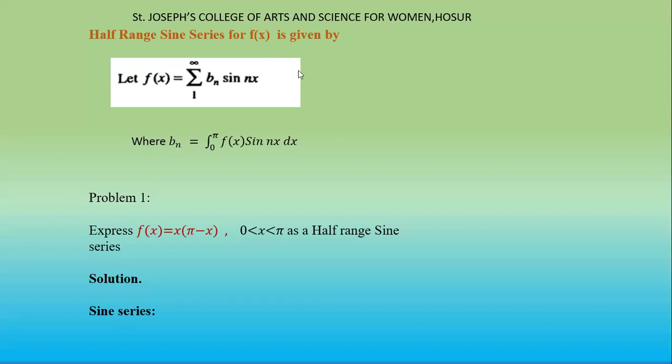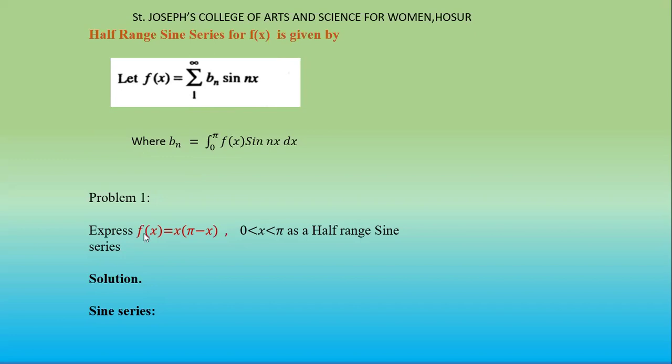Here, we are going to use this formula for f(x), the half-range sine series, where bn is equal to integral 0 to pi f(x) sin nx. Then we substitute the given function f(x) and first find bn. After finding bn, we substitute it in this formula. So let's move on to the problem.